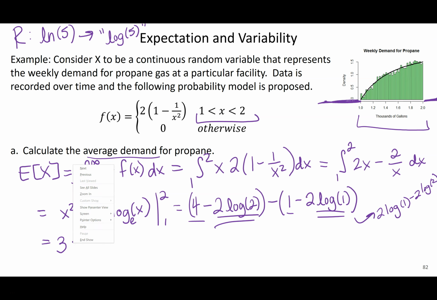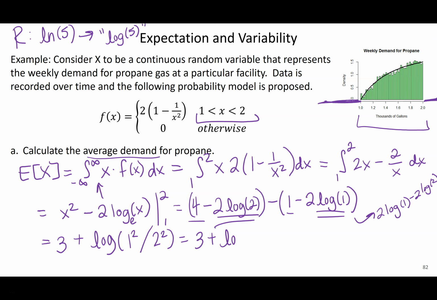So it's going to be log of 1 squared over 2 squared. I know my log rules, it just took me a second there. So I'm going to have 3 plus, this is the natural log of 1/4.